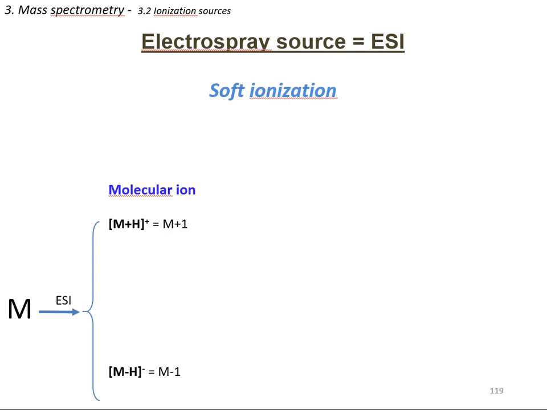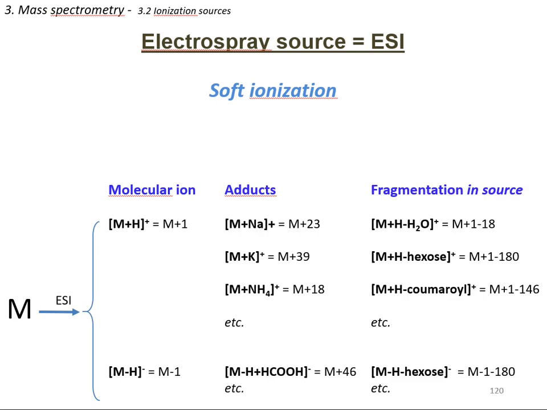This process forms quite intact molecular ions. This is why we call it soft ionization. So we start with the molecule M, neutral, and after the electrospray, you will often have what we call the molecular ion, which is the molecule plus or minus just one proton, H. So M plus H plus with a mass of M plus 1, and M minus H minus, which is of a mass M minus 1.